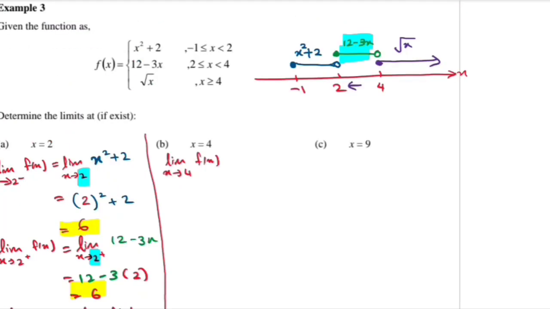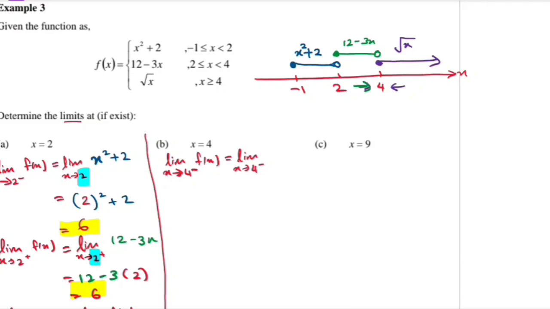Same as in A, for B, when the question wants to determine the limit at x equal to 4, that means x approaches 4. So write x arrow 4. Then look at your function here. From the left of 4 and also from the right of 4, we have two different functions. So we have to do it separately. Find the value of the limit from the left of 4 and then from the right of 4.